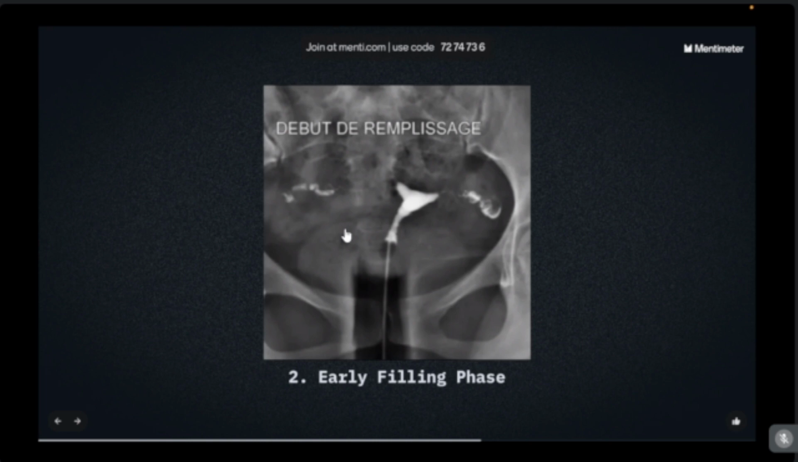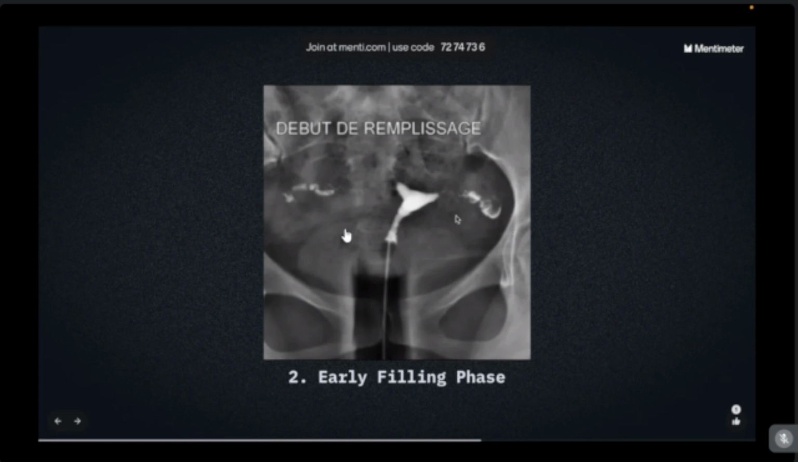And then there is the early filling phase. It's like we inject a small quantity. Well, we don't inject. I'm not a radiologist, but I'm just telling you about the procedure. So in the early filling phase, they inject a small quantity of contrast medium and they do an initial X-ray. It's called the early filling image. And this image makes us see the uterine cavity and the initial filling of the fallopian tubes.